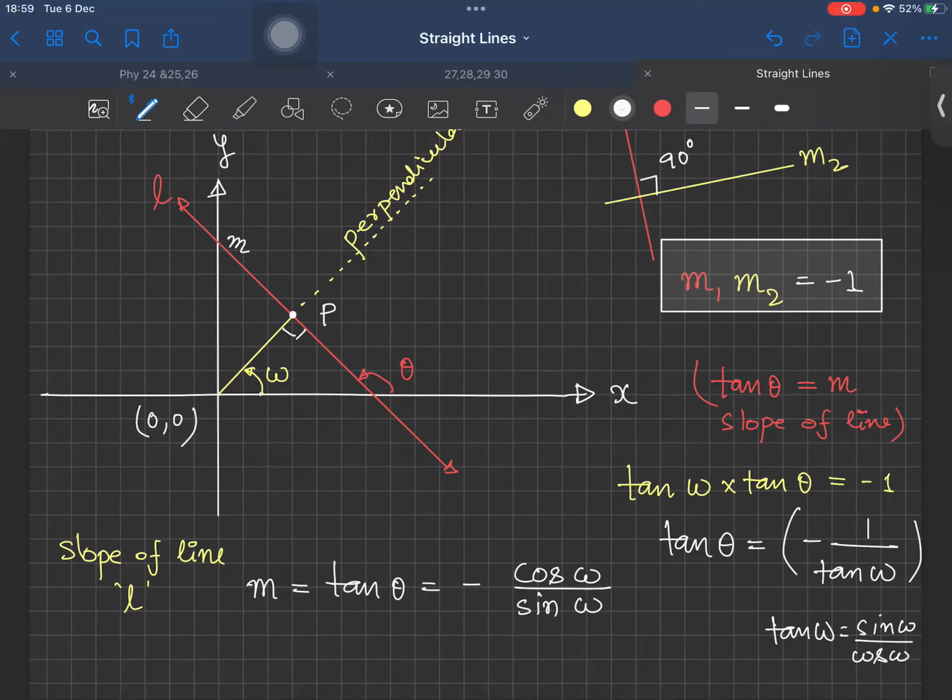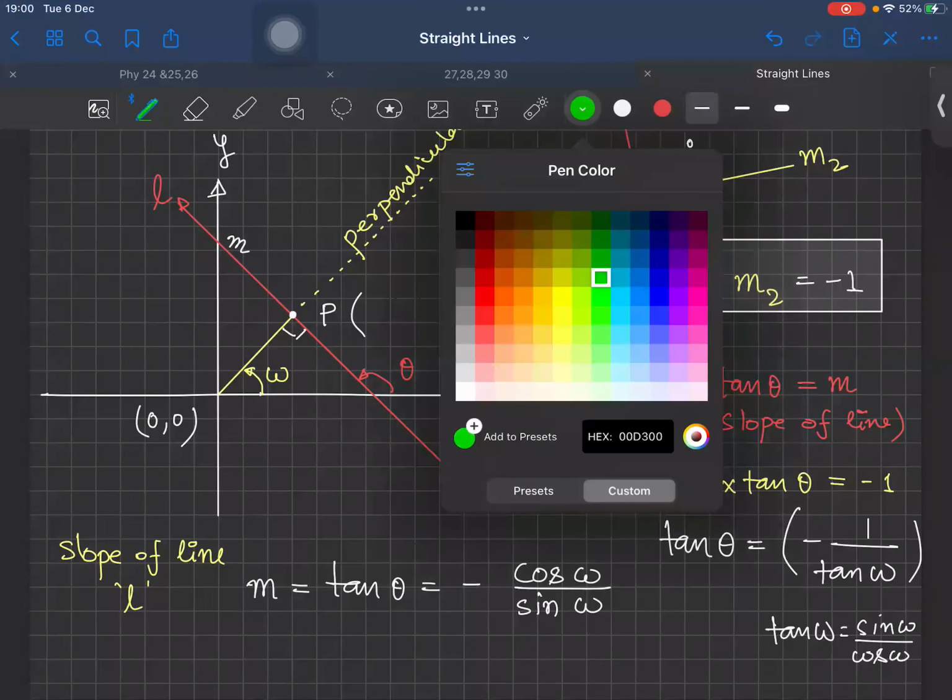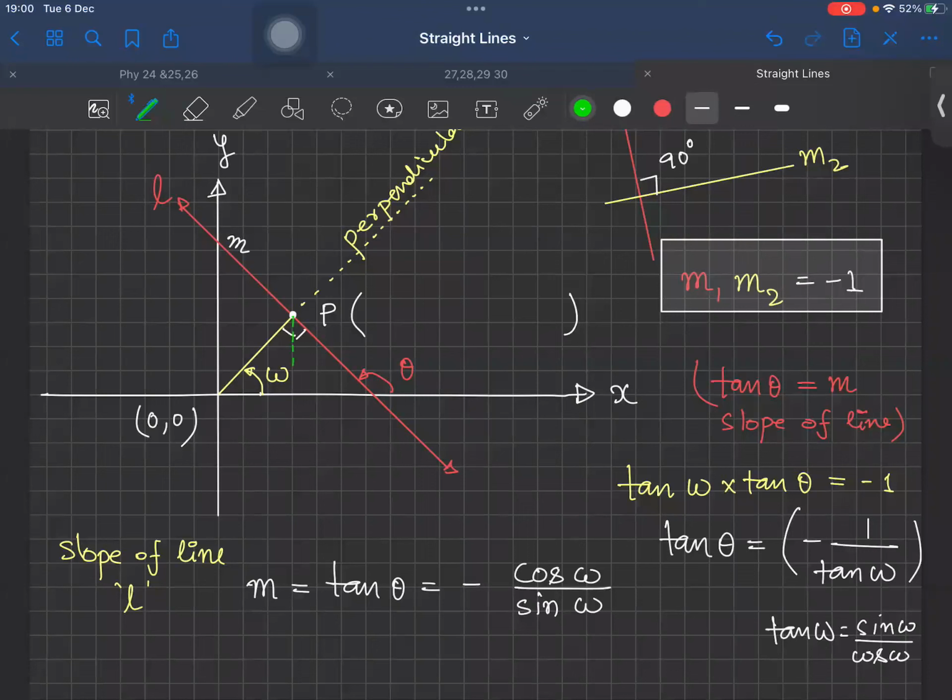So what will be the coordinate of P if this angle is omega? How do you find the coordinate of P? Can anyone tell me? We have studied this. You have studied this in vectors also. Using trigonometry, can you tell me what will be the coordinate? In vectors also, you have used the same thing. Now just look at triangle OPQ. In that triangle, what is point P? What is OQ? How much will be PQ?